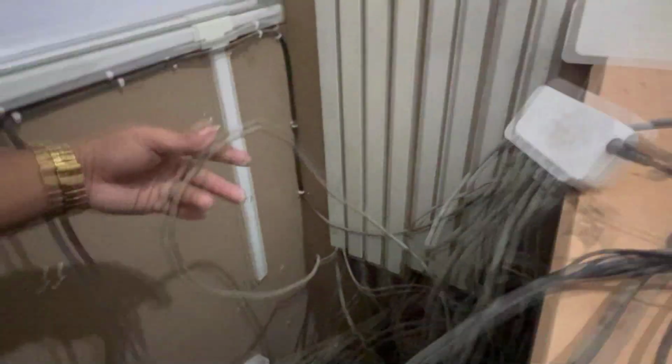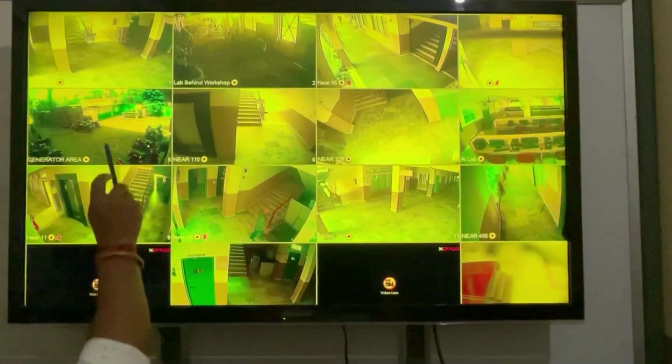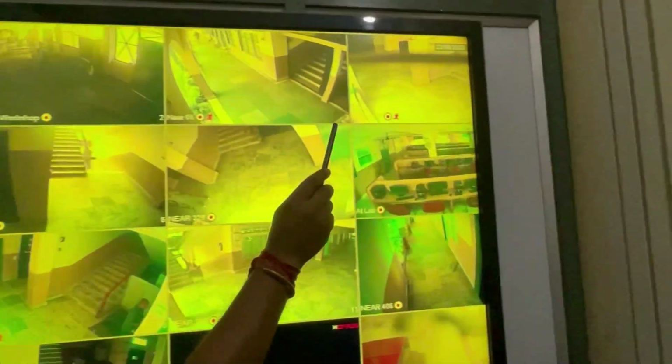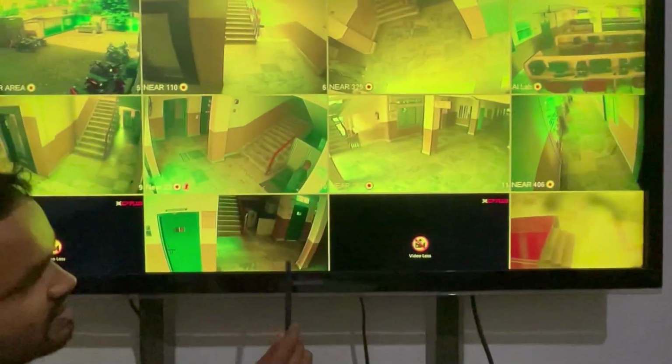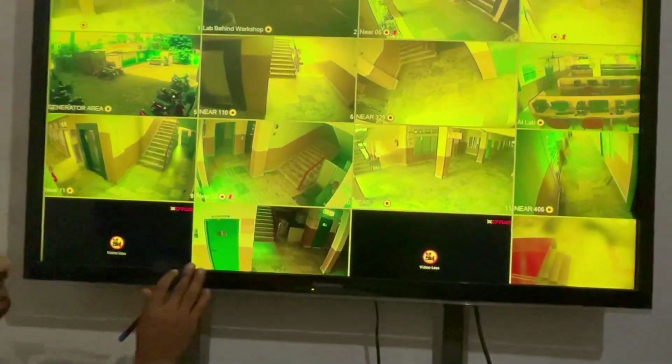We can see here a network cable that is being used for connecting to the different components like the CCTV cameras. These cables are routed, as we can see, through the wall, and then they are going to the different cameras as well as to the routers.